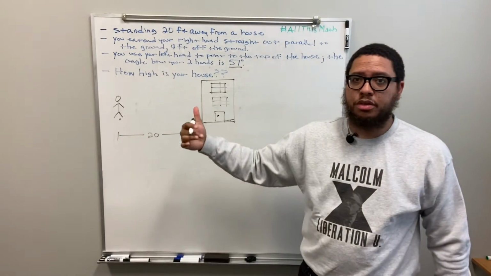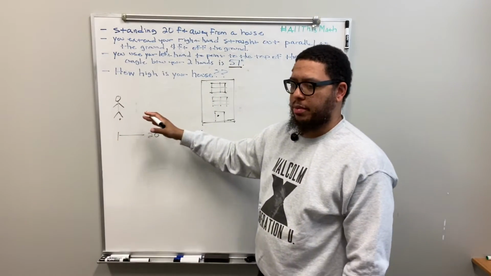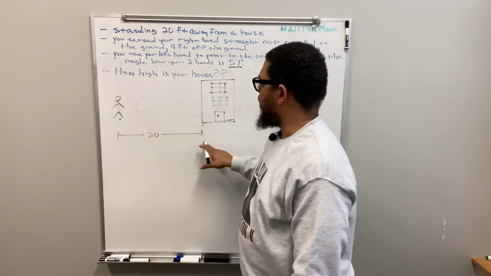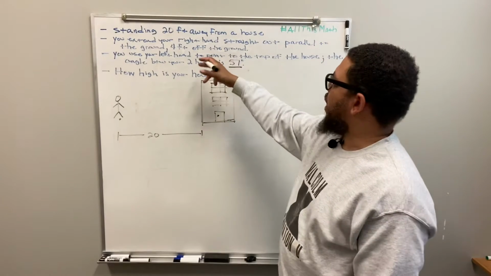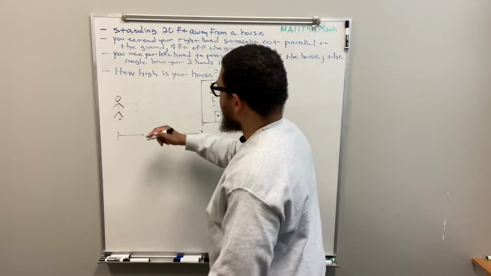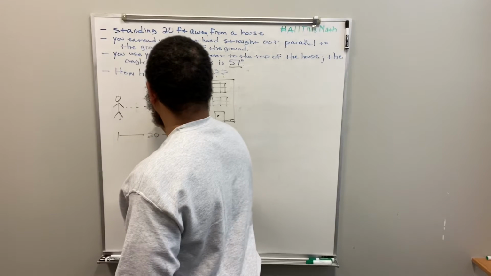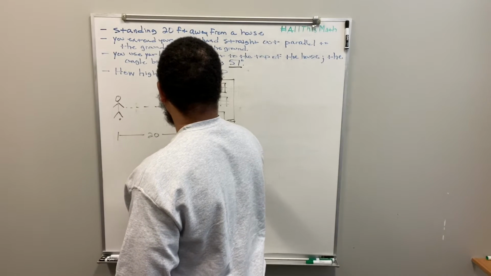So I'm taking the information from the problem and I'm drawing a diagram, right? That's me. That's the house. 20 feet in between. All right. Now, extend your right hand straight out. Now, imagine it's my right hand right here. My right hand is extended straight out, parallel with the ground.